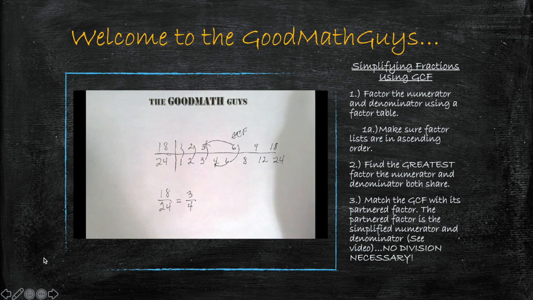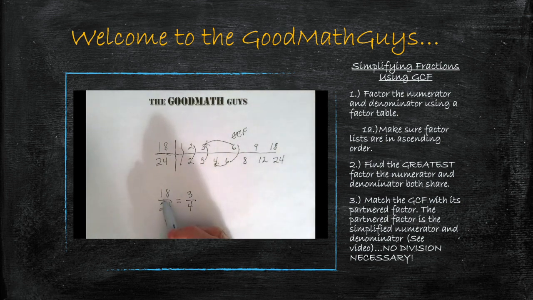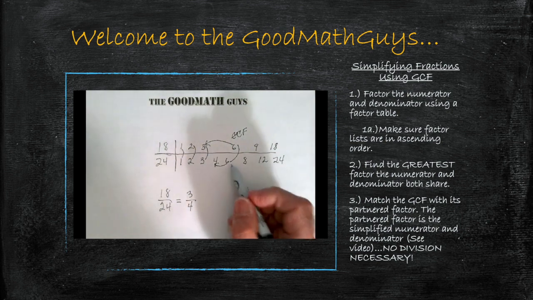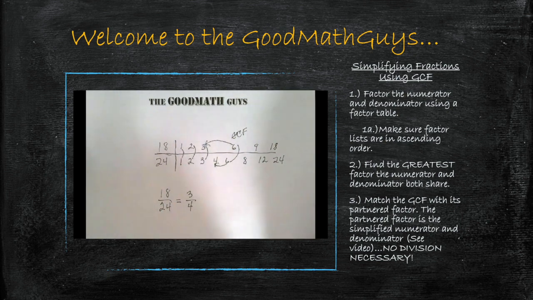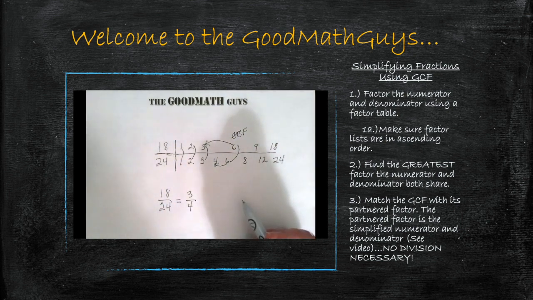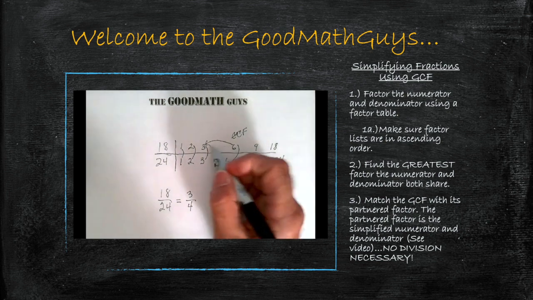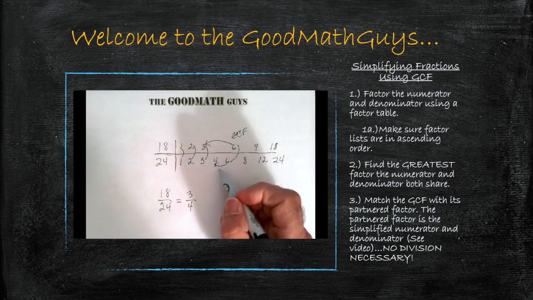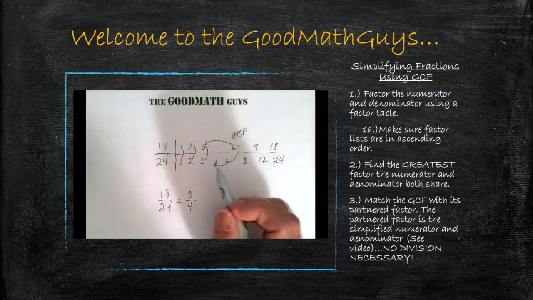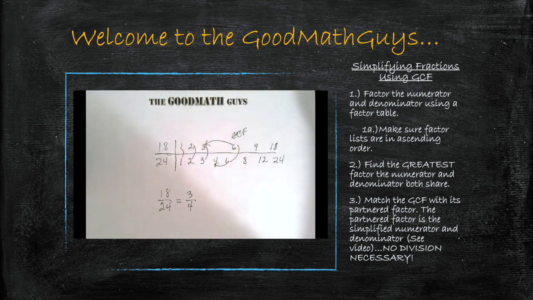Now, if the kids want to do the division, 18 divided by 6 obviously is 3, and 24 divided by 6 obviously is 4. But again, it's not necessary to do that division at all if you use the pairing factors, because every time you do something like this, the pairing factors are going to wind up being your fraction in simplest form.